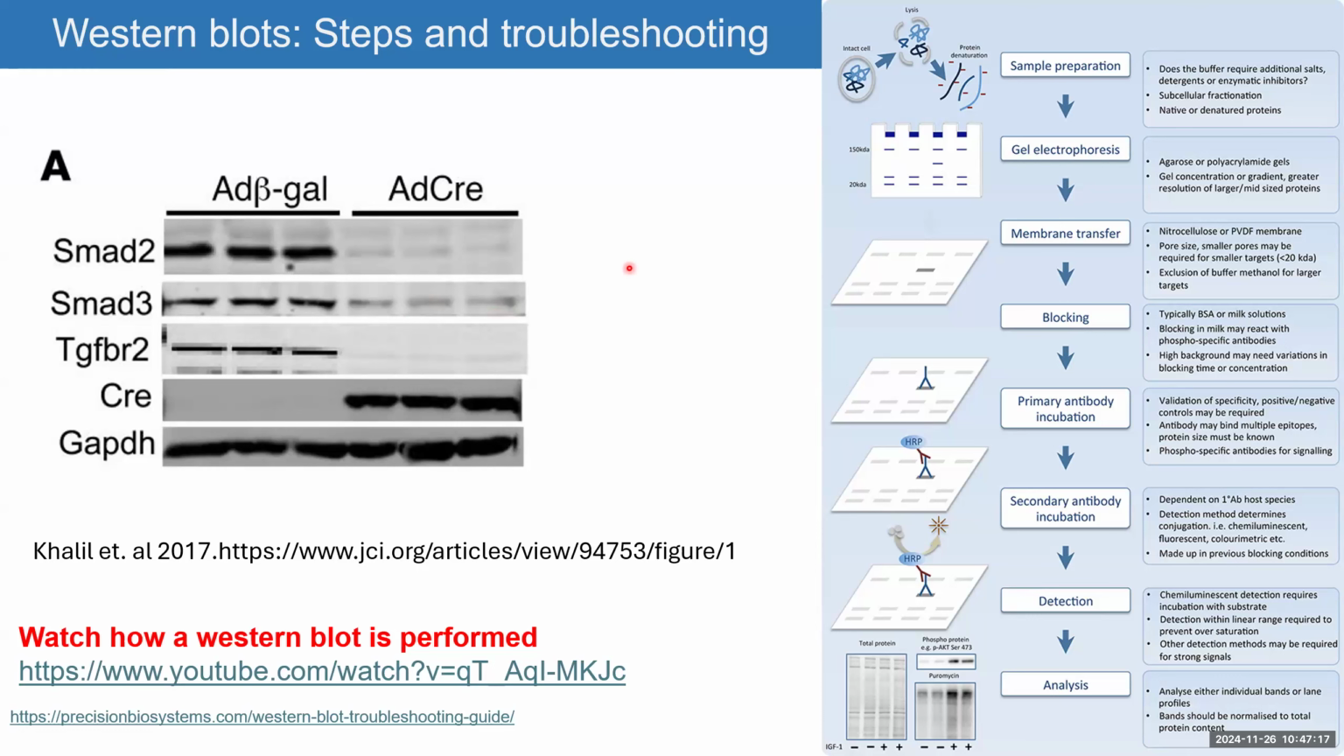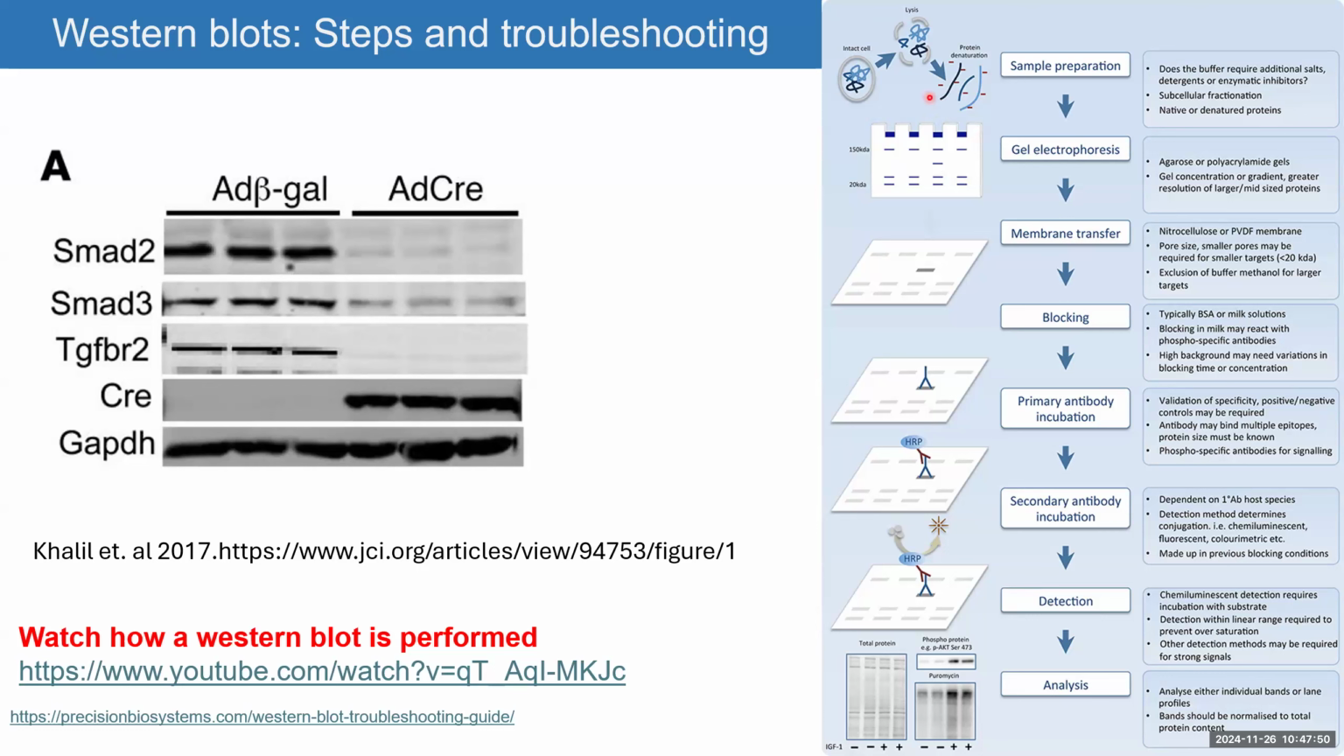So again, to sum up, you have an antibody here that detects CRE, an antibody here that detects GAPDH, an antibody that detects receptor 2 of TGF-beta, SMAD3 or SMAD2. And each of those was a separate membrane. Now, how Westerns are done, again, this is the YouTube. And I put you here in the future, say you are doing a Western blot, what are the troubleshooting steps that you should do?